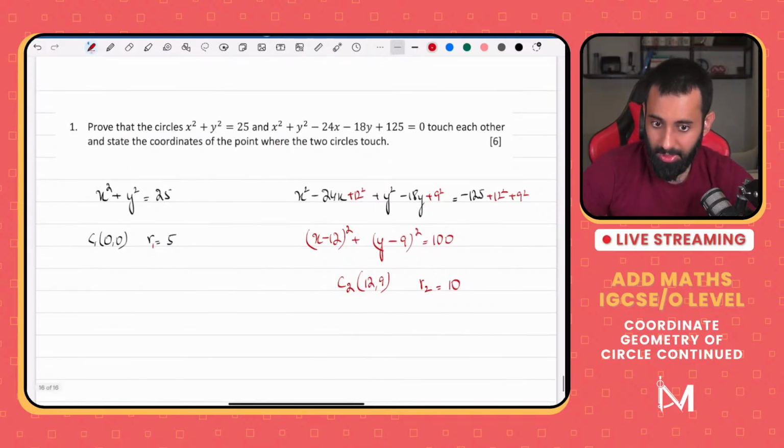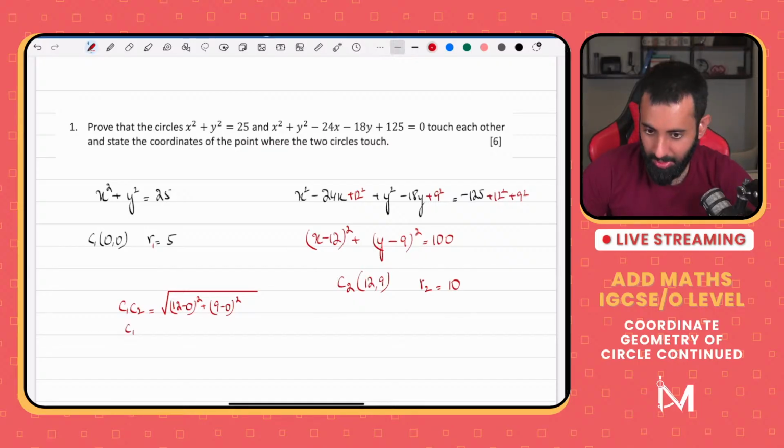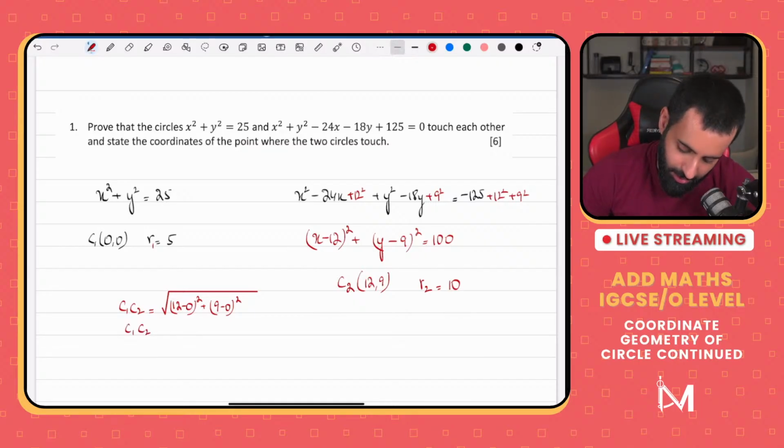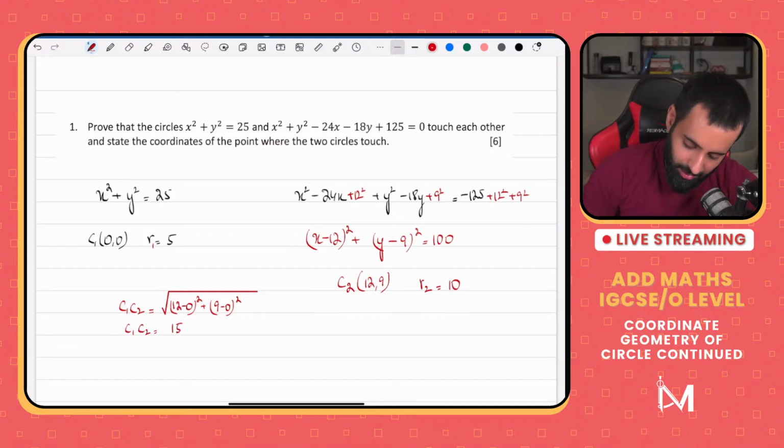We first find out the distance between the two centers, C1, C2. How do we do that? We'll have to use the distance formula. It's going to be 12 minus 0 the whole thing squared plus 9 minus 0 the whole thing squared. So 12 squared is 144, 9 squared is 81. If you add the two, that's 225, square root of which is 15. So this is the distance between the two centers.